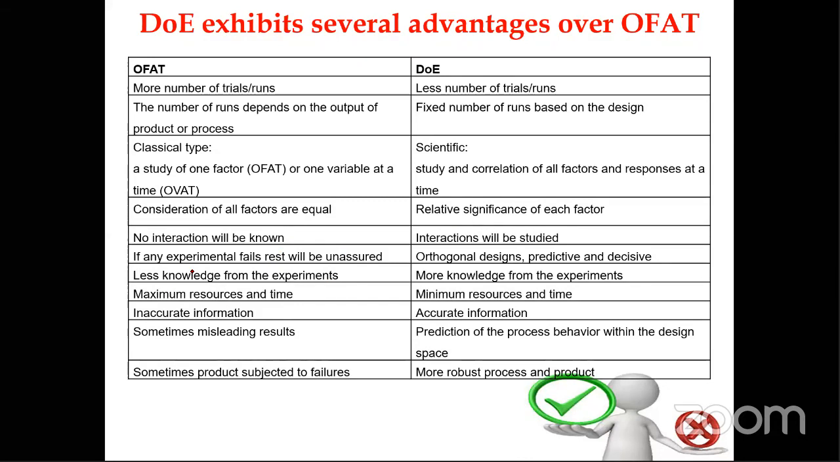Okay, the next point is, if any experiment fails, the rest will be unassured. That means if one experiment failed, we have to go to the next, and if that failed, you have to go to another. So it is like each and everything is not correlated, it is unassured. But here it is not like that. It is predictive and decisive. That means the first run will be linked with the second run, linked with the third run, and every run in the design of experiments is correlated with each other. Next, less knowledge from the experiment. Why is there less knowledge?